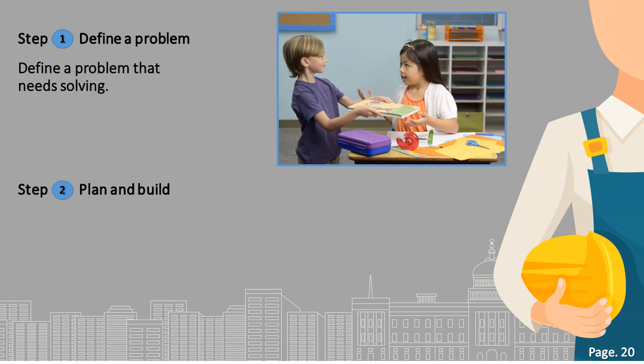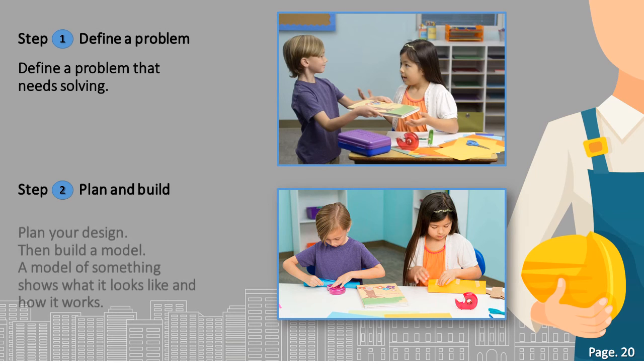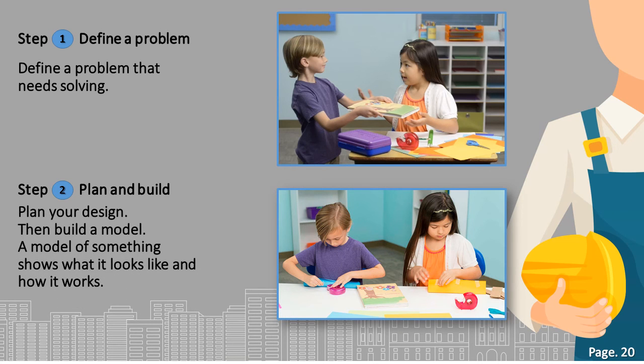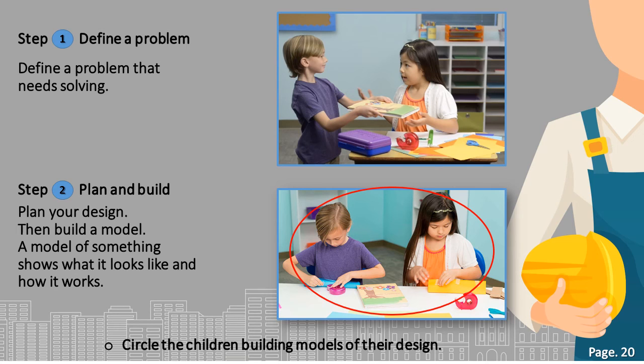Step 2. Plan and build. These kids have to plan a design, then build a model. Our question for this exercise is to circle the children building models of their design. Very good. Let's circle the picture below. This picture shows the kids building towers where they can put their objects on these towers.